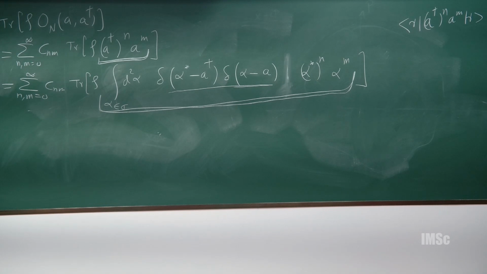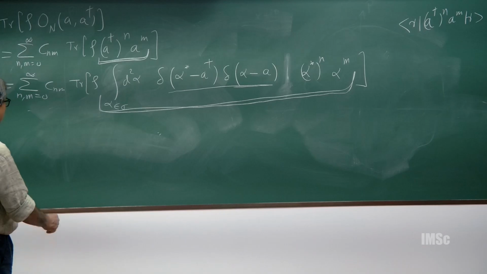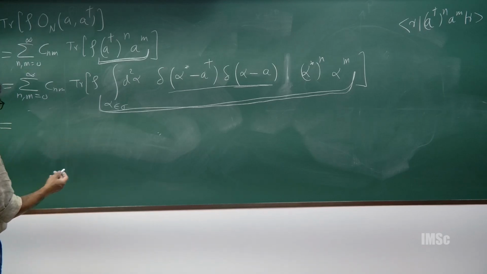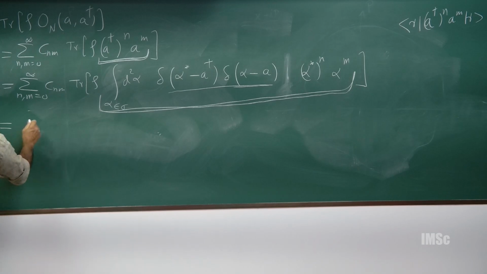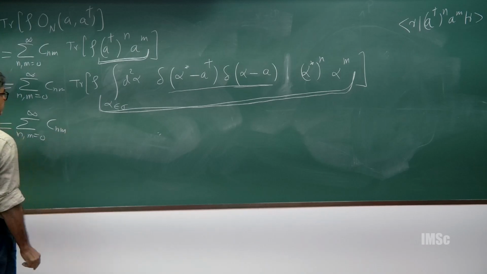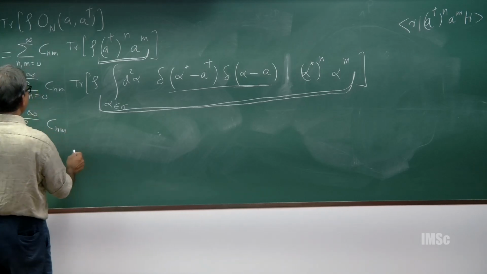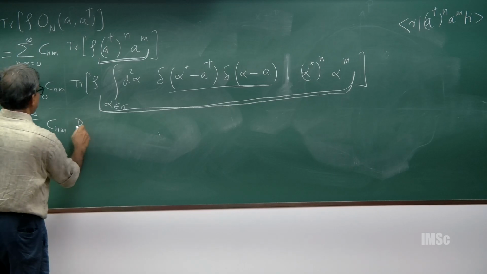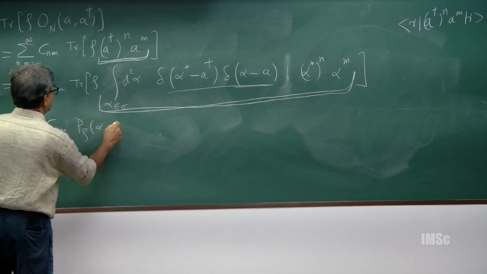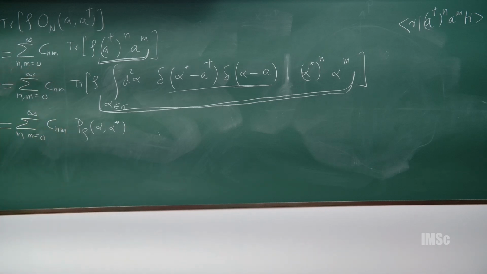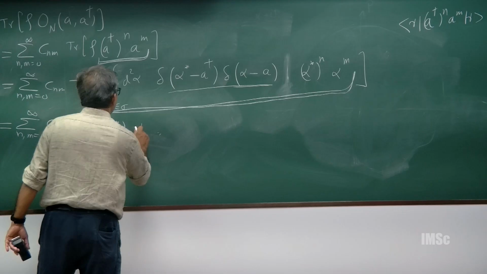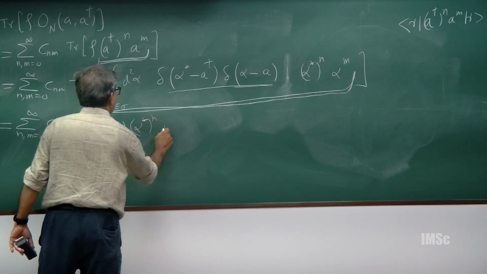Now I will have to do some manipulation. So, the sum over n, m equal to 0 to infinity of C n m, let me call these P rho of alpha star, times alpha star to the power n, alpha to the power m. Although I have called it P rho, this is actually the same P rho.